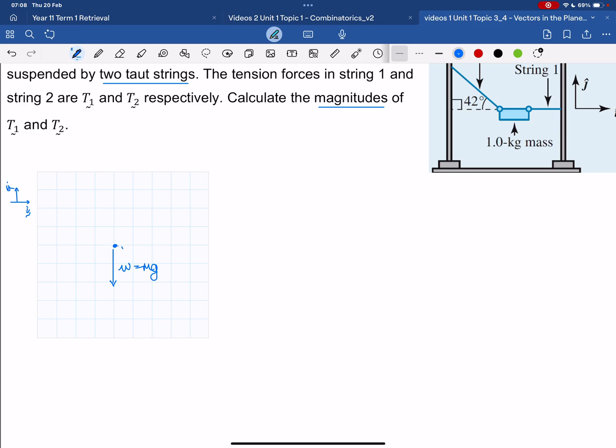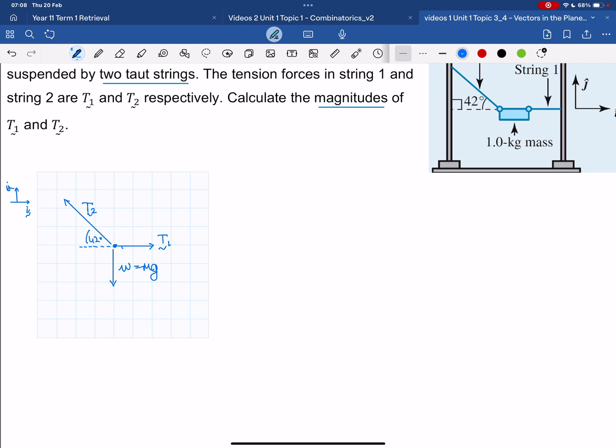However, I have a string with a tension T1 acting in that direction. And I have another string acting in this direction here, which is T2, and they've given me an angle of 42 degrees there.